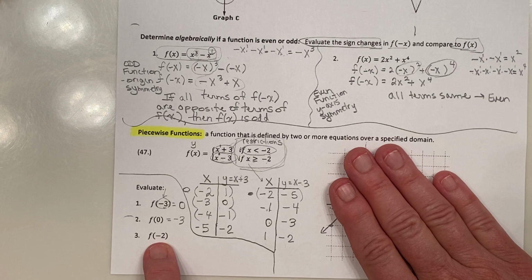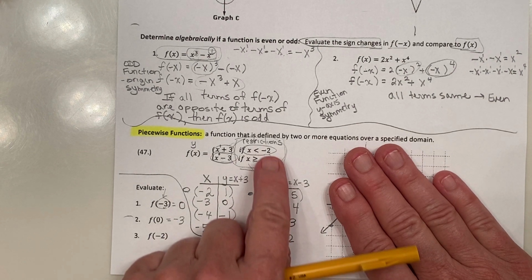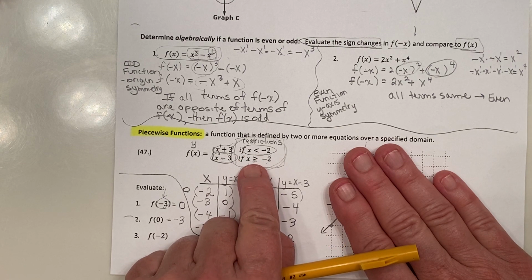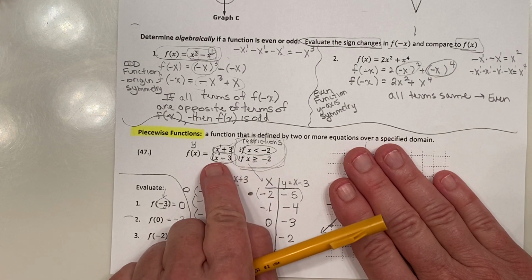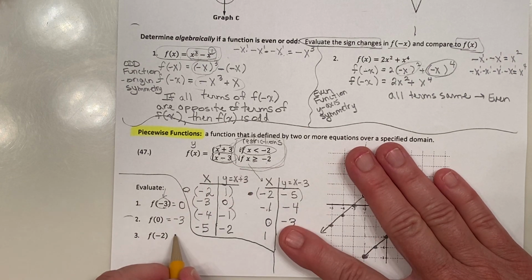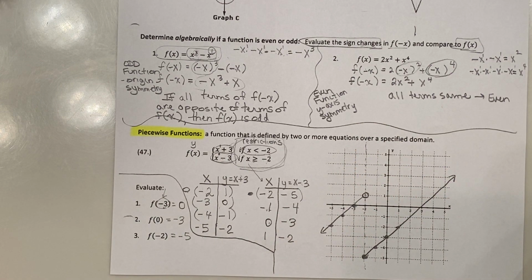F of -2. Well, where does -2 belong? Not up here in the top piece because we don't have the or equal, but -2 belongs to the bottom piece. So plug -2 in for x, subtract 3, just like we did here. So this functional value, or y value, is -5.